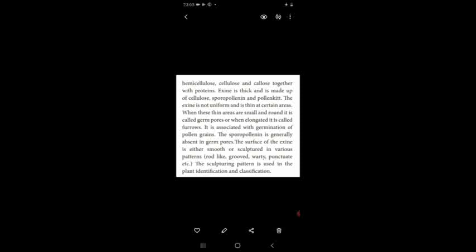So this is one of the characters while classifying the plants and also identifying the plants. So this pollen character is also taken into account while classifying the plants. That is called taxonomy. You have already studied in 11th standard. So this is the structure of a microspore or pollen grain.